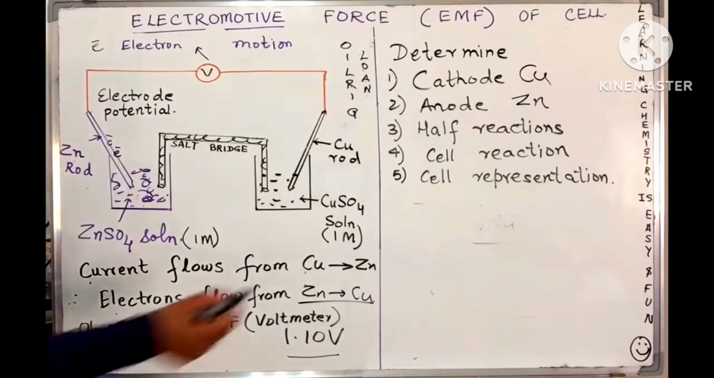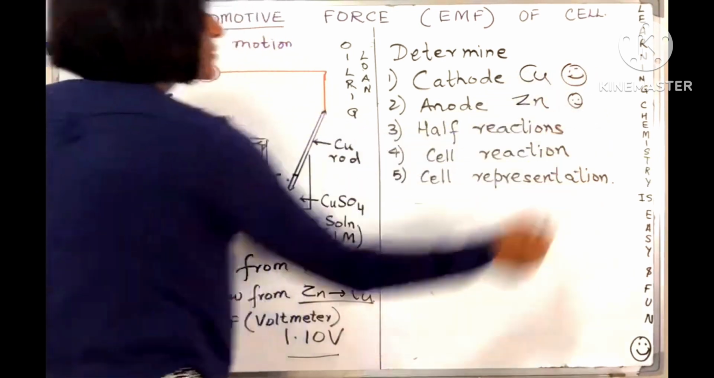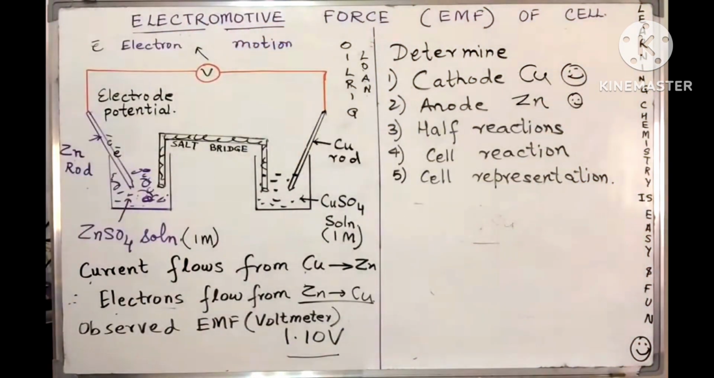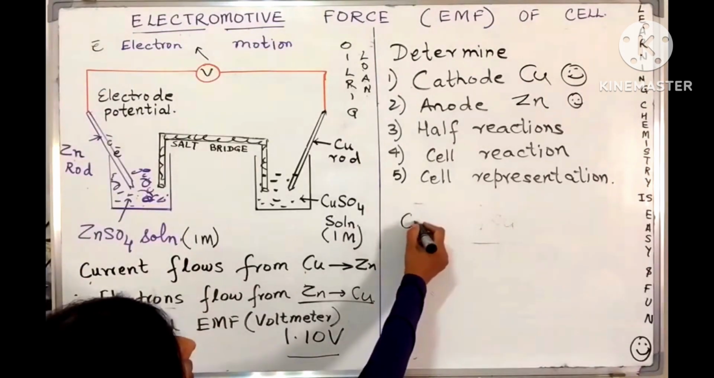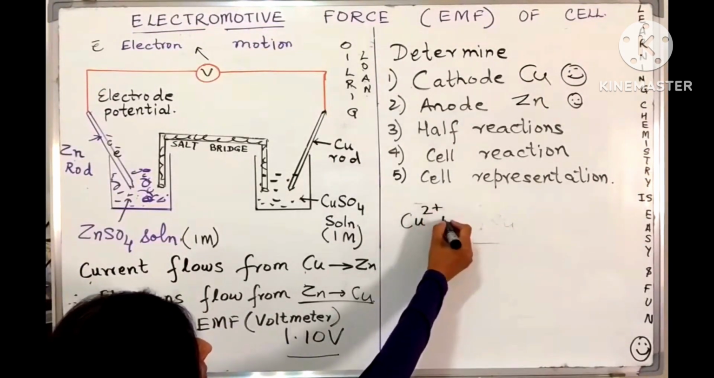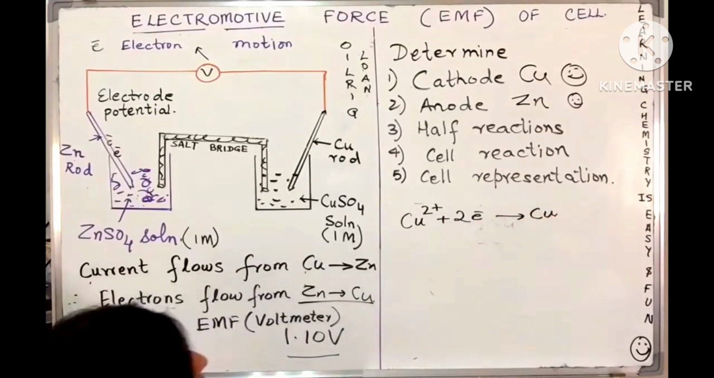Give yourself a tick and give yourself a smile if you got these both right. Good. Half reactions. Yes, it becomes easy now. Because I've got cathode, there is reduction taking place. Cu2+ plus 2 electrons gives me Cu.